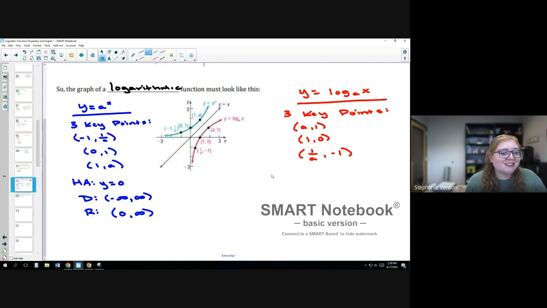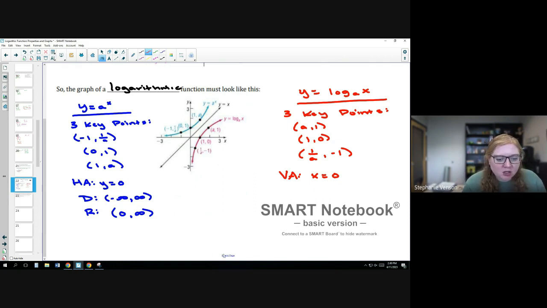Okay, it does not have a horizontal asymptote. It is the opposite of that because it's the inverse. So instead of a horizontal asymptote, it has a vertical asymptote at x equals 0. This makes sense because x and y switch places. And in the exponential, it had a horizontal asymptote at y equals 0. So that's going to switch places on the inverse, and it's going to have a vertical asymptote at x equals 0.